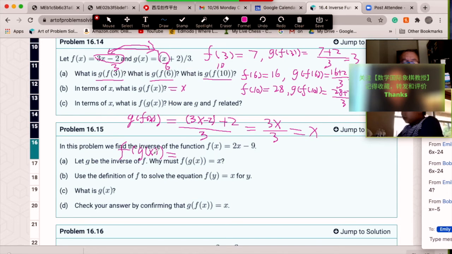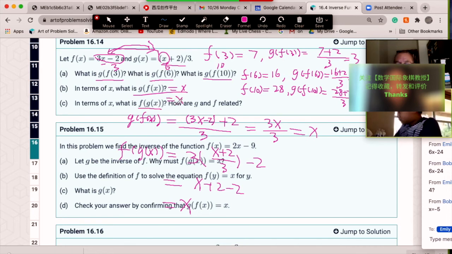F(g(x)) means g(x) is the variable of f(x). This one is g(x), and this variable is x, so we need to do 3 times (x plus 2) divided by 3, then minus 2. So now that means 3 times this, we get x plus 2 minus 2, so this one equals x, right? So what you can see here, we got f(g(x)) equals x.